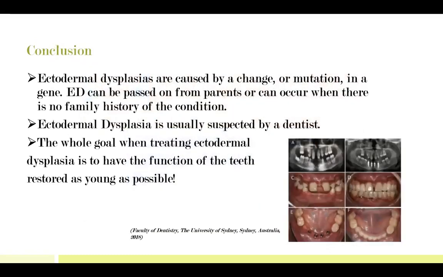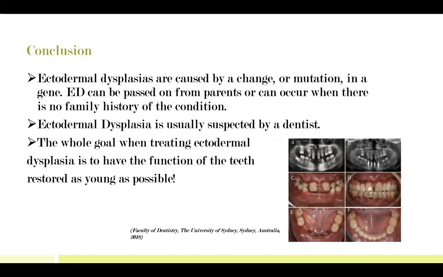So in conclusion, ectodermal dysplasias are caused by a change or mutation in a gene. Ectodermal dysplasia can be passed on from parents or can occur when there's no family history of the condition. So again, it's not guaranteed if it's a genetic thing, and it's also not guaranteed that a child is not going to get it because it's not in their family. A child can have ED whether their parents have it or not. It's usually suspected by a dentist. Again, they will take radiographs and see it clinically, and then if they suspect it, then they will refer them out to a medical professional who has seen this a lot and can diagnose it for sure.